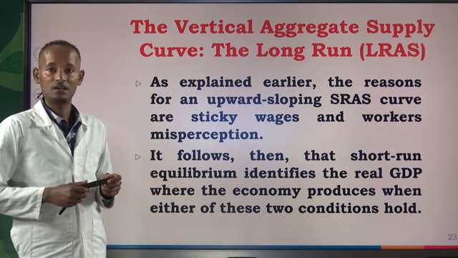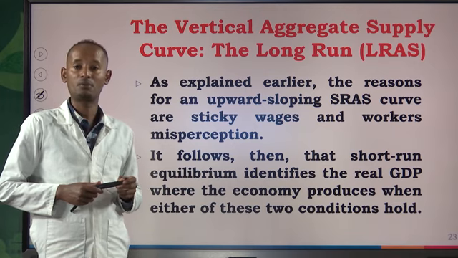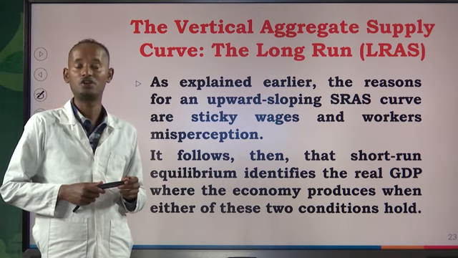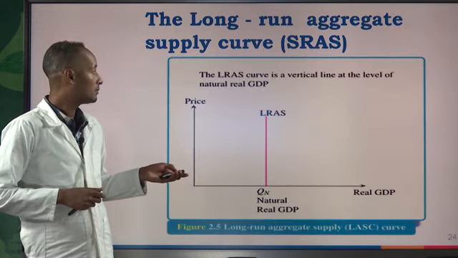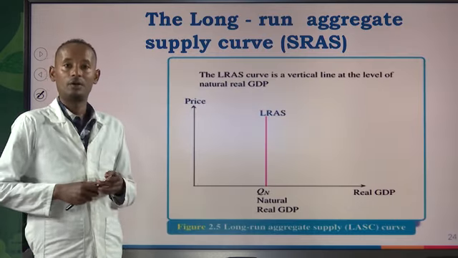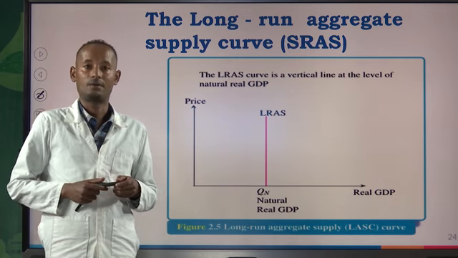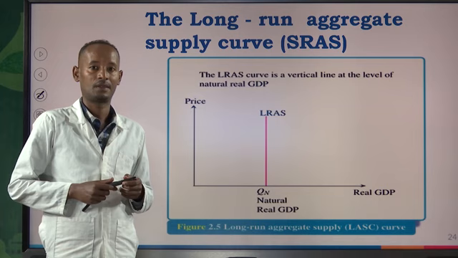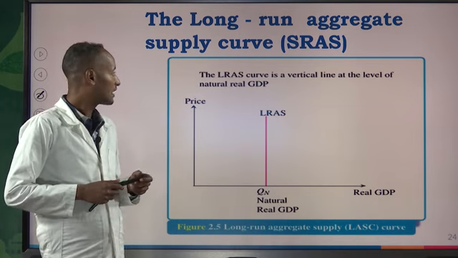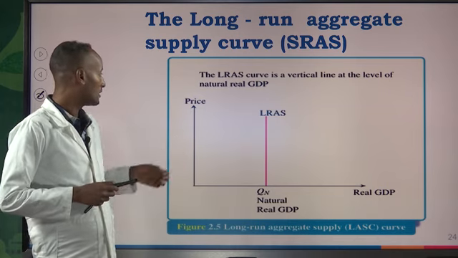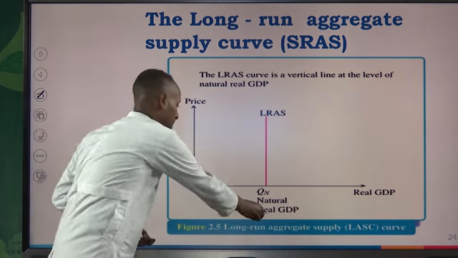It follows then that the short run equilibrium identifies the real GDP where the economy produces when either of these two conditions hold. But in the long run, wages are not sticky. They are flexible. In the long run, the aggregate supply curve is a vertical line at the level of natural real GDP, and this is the natural real GDP.